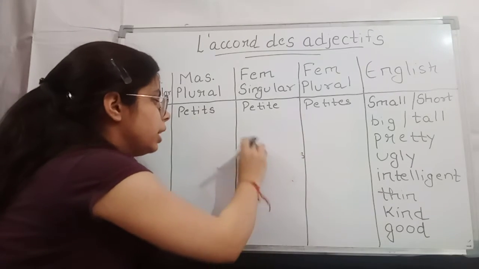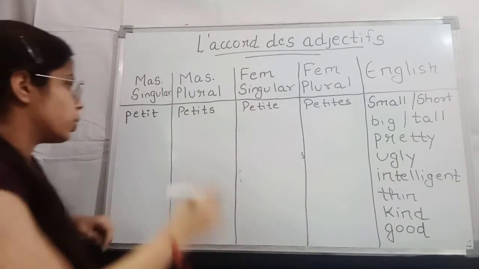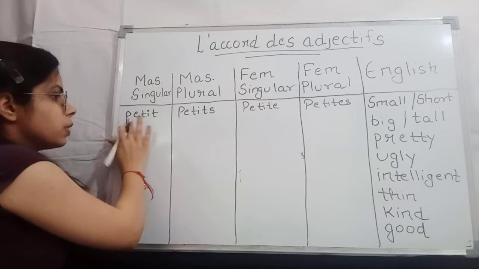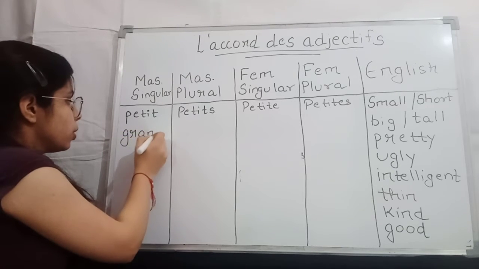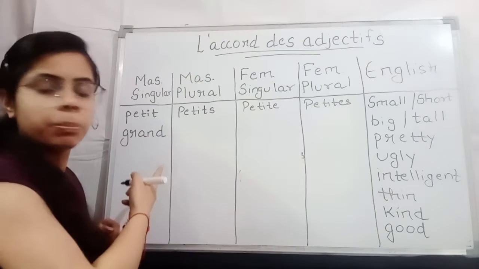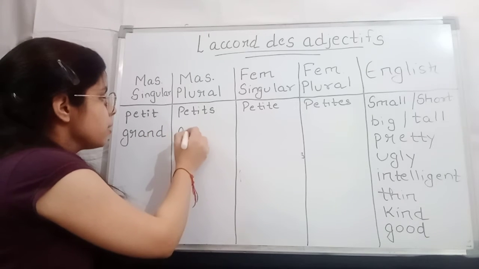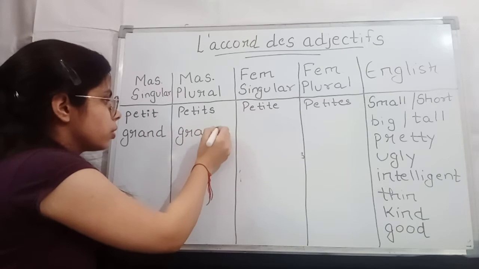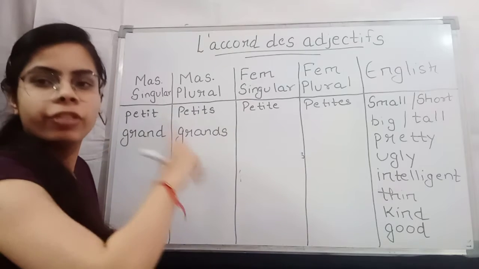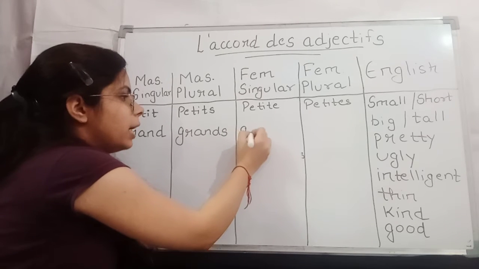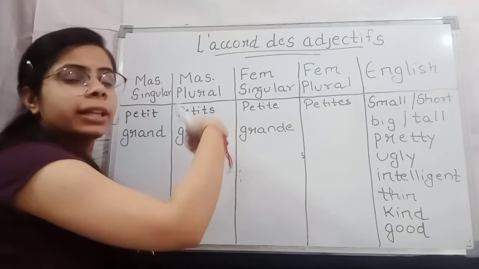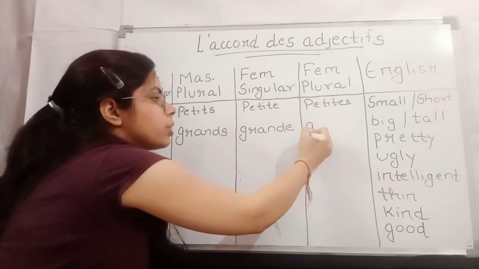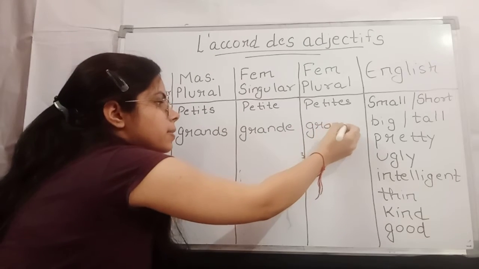Now big and tall. For big and tall, the word is grand. If we have to make it plural, we just have to add an s. Grands. And for feminine singular, we have to add an e. Grande. And to make it plural, we just have to add an s. Grandes.